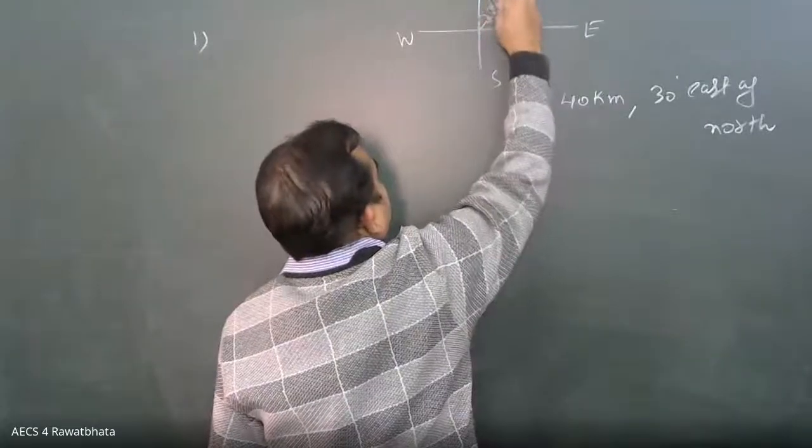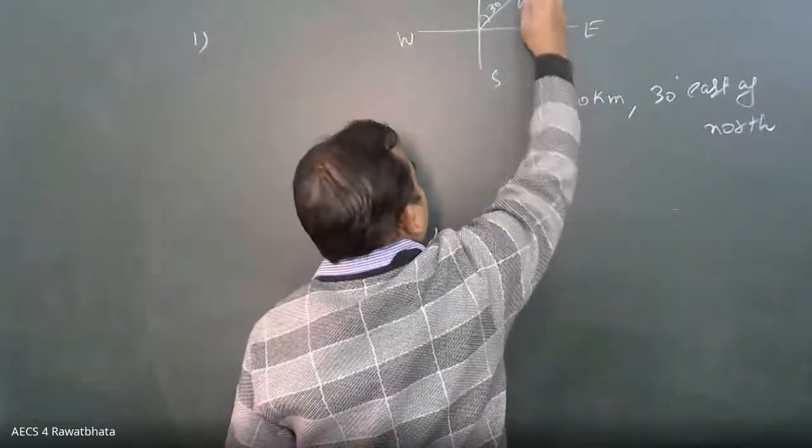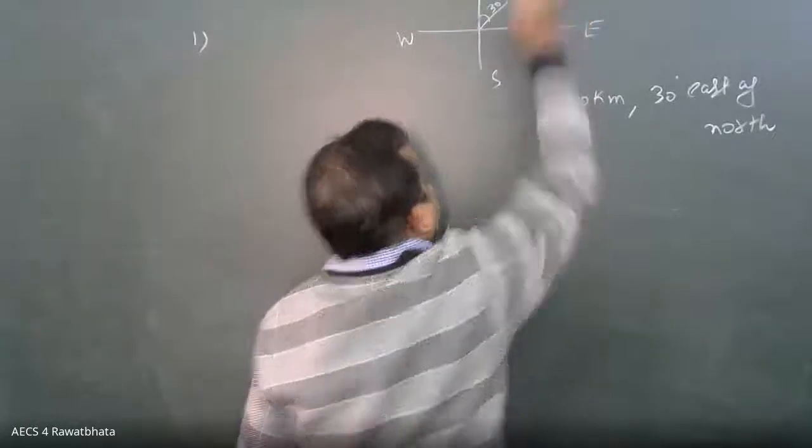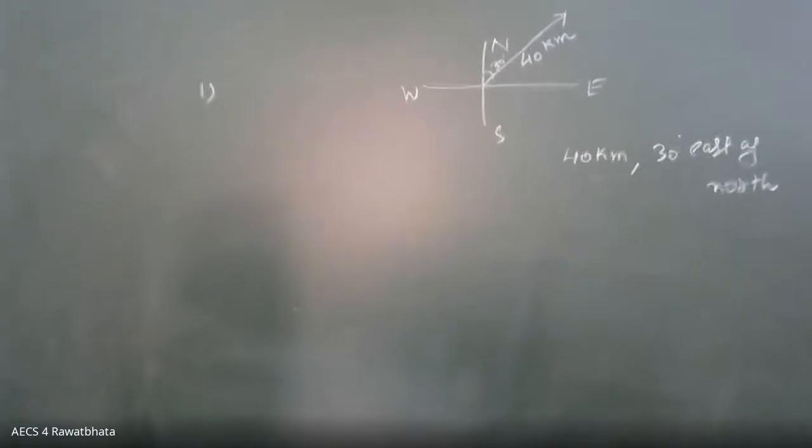This is 30 degree. Sir, the direction graph is out of the board. Write it, 40 km. Yes, let me make it proper. Yeah, I hope now it should be visible to you.